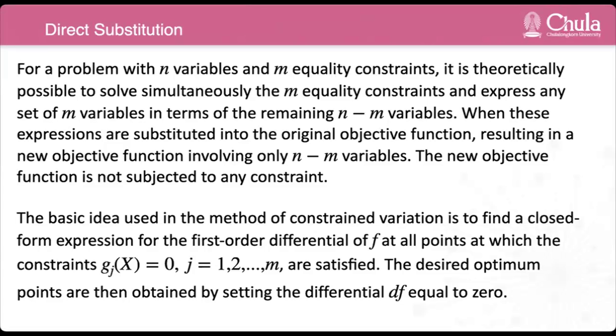I suggest you use direct substitution. What does it mean? For example, we can write x1 as a function of x2 to xn, right? So we substitute all x1 with this function. It just eliminates x1, right? That way, we reduce the number of equality constraints, and we reduce the number of decision variables at the same time.